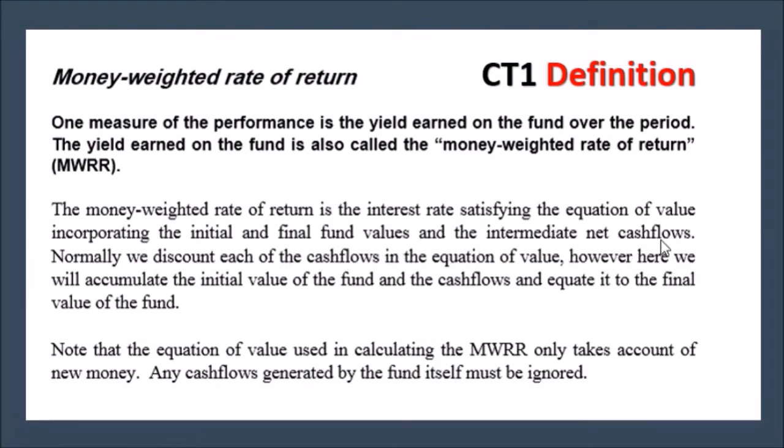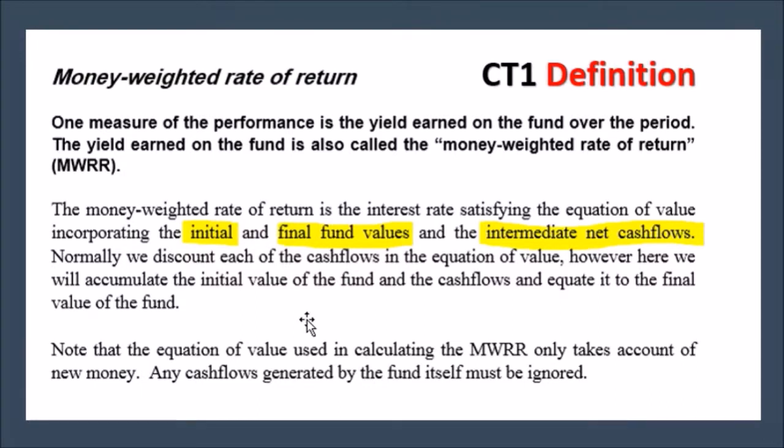These net cash flows happen straight after the initial and just before the final. So the only things we really are concerned with are the initial F0 and the final fund value, otherwise known as FT. And the rest of these cash flows will be denoted C1 to CT, just before the final time. Normally we discount each of the cash flows in the equation of value. However, here we will accumulate the initial value of the fund and the cash flows and equate it to the final value. Every cash flow you get is irrespective of the time, so we just put the cash as it is.